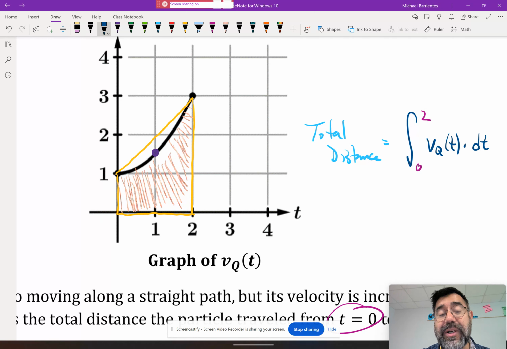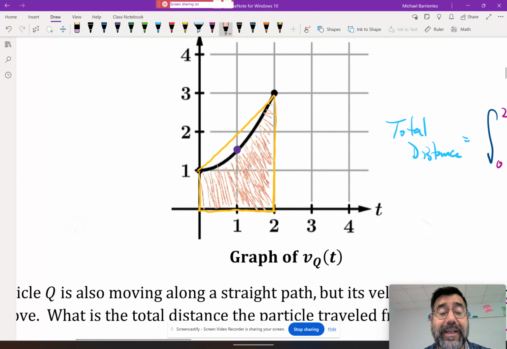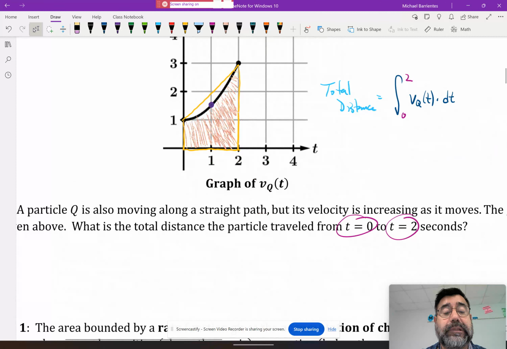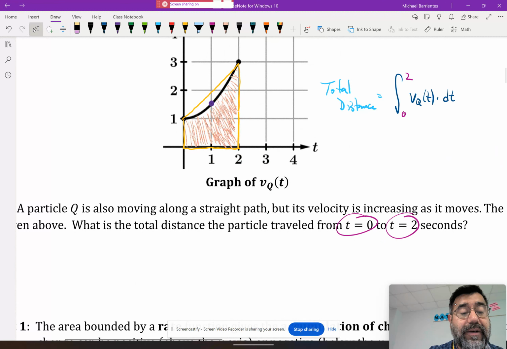But what makes it a little bit more complicated is that this is not a perfect geometrical shape. It has that curve. So I drew this trapezoid as a way to help me approximate it. Here's what I know. At the very least, I know that the area under the curve has to be less than this yellow trapezoid. How do I find the area of a trapezoid? Oh, that's a good question. How do I find the area of a trapezoid?